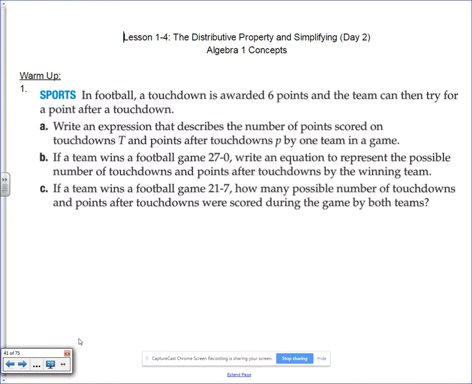Write an expression that describes the number of points scored on touchdowns T and points after touchdowns P by one team in a game. All right, so an expression does not have what? Does not have an equal sign. Let's start with the touchdowns first. How much is each touchdown worth? 6 points. Do I know how many touchdowns this team is scoring? What am I supposed to use? T. So how do I represent that?